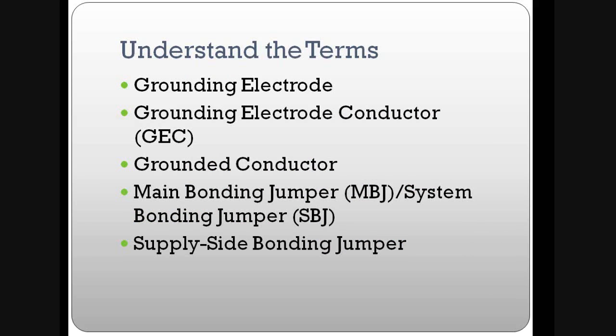So just as a quick review to understand the terms, we talked about the grounding electrode, the grounding electrode conductor or the GEC, the grounded conductor, which we often call the neutral, the main bonding jumper, MBJ, or system bonding jumper, SBJ. And then in Article 250, under 250.30, it introduces a supply side bonding jumper, so you can read a little bit about that.